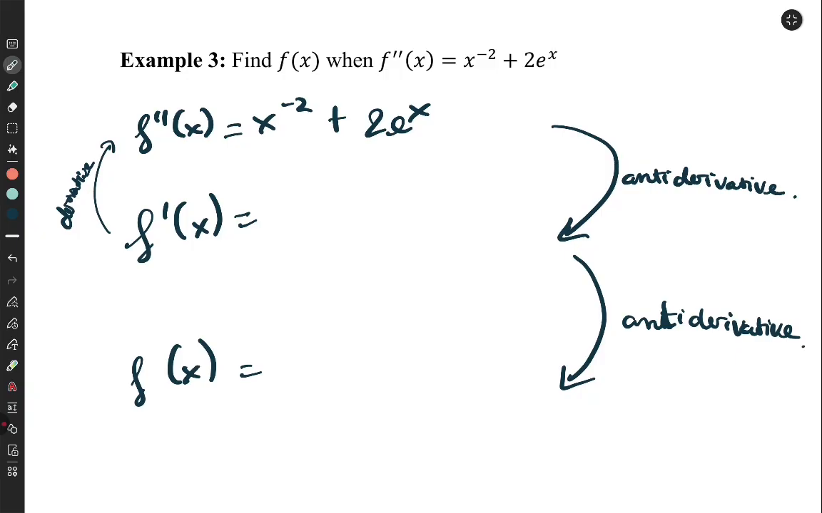Let's see. No. Negative 2. Okay, only when you have 1 over x, or x to the power of negative 1, specifically that right here, then you have the ln. Everything else is this one, the 1 over n plus 1. That's negative 2 right here. Only 1 over x, or x to negative 1, then ln. Everything else is different.